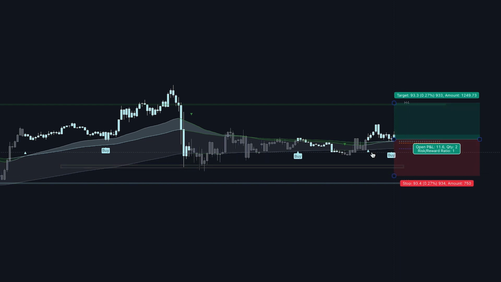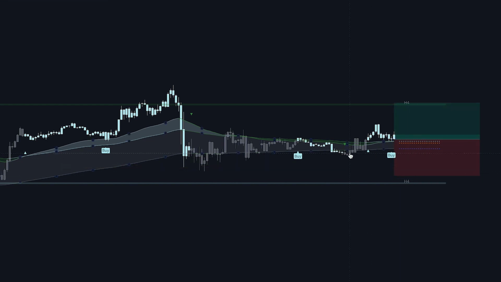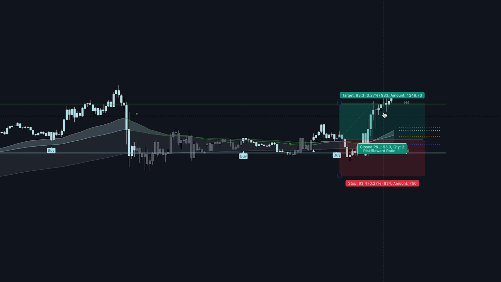Here you can see we have a 1-to-1, and again, a 1-to-1 is not a favorable risk to reward. You always want to have a risk to reward that's greater than 1-to-2 for long-term profitability. Let's see what happens. In this case, it did hit take profit. We did suffer some drawdown, but this was a successful trade.